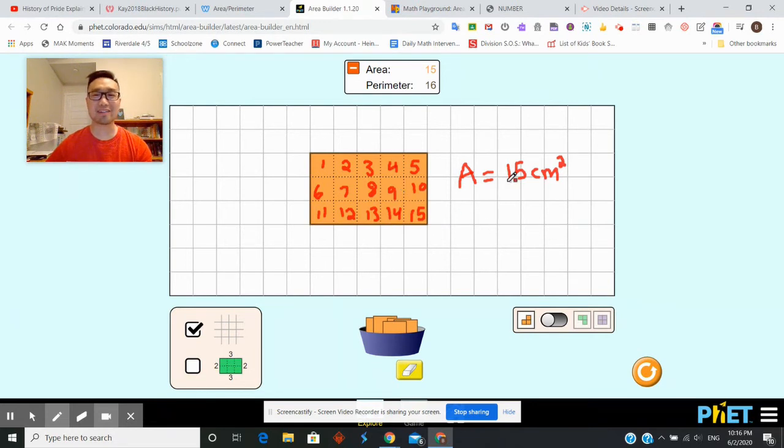Do you see how my area, the 15 came from how many squares are inside the area? So area is the total distance inside of a shape.